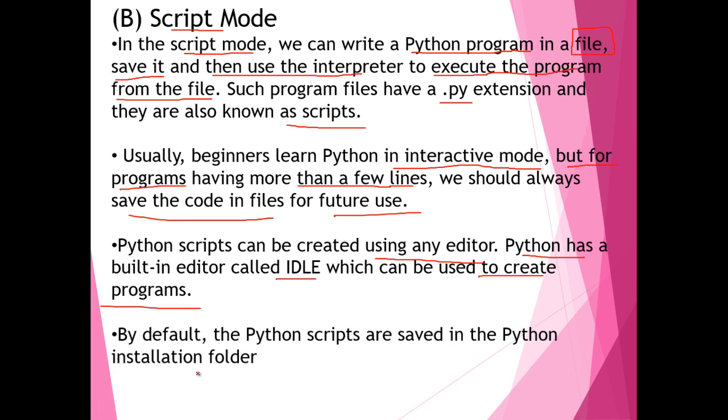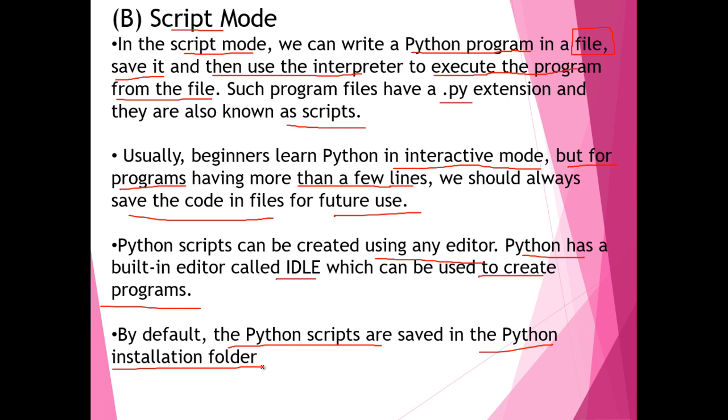So by default, Python scripts are saved in the Python installation folder. As you know, we have installed Python, so there is a directory for the Python program, that is Python 37-32 or Python 38-32. That is basically the default folder for the Python software, or we can say it's the Python installation folder. So whatever program we write, when we save that program, it automatically gets stored in the installation folder. But if you want, we can save the programs anywhere else also.